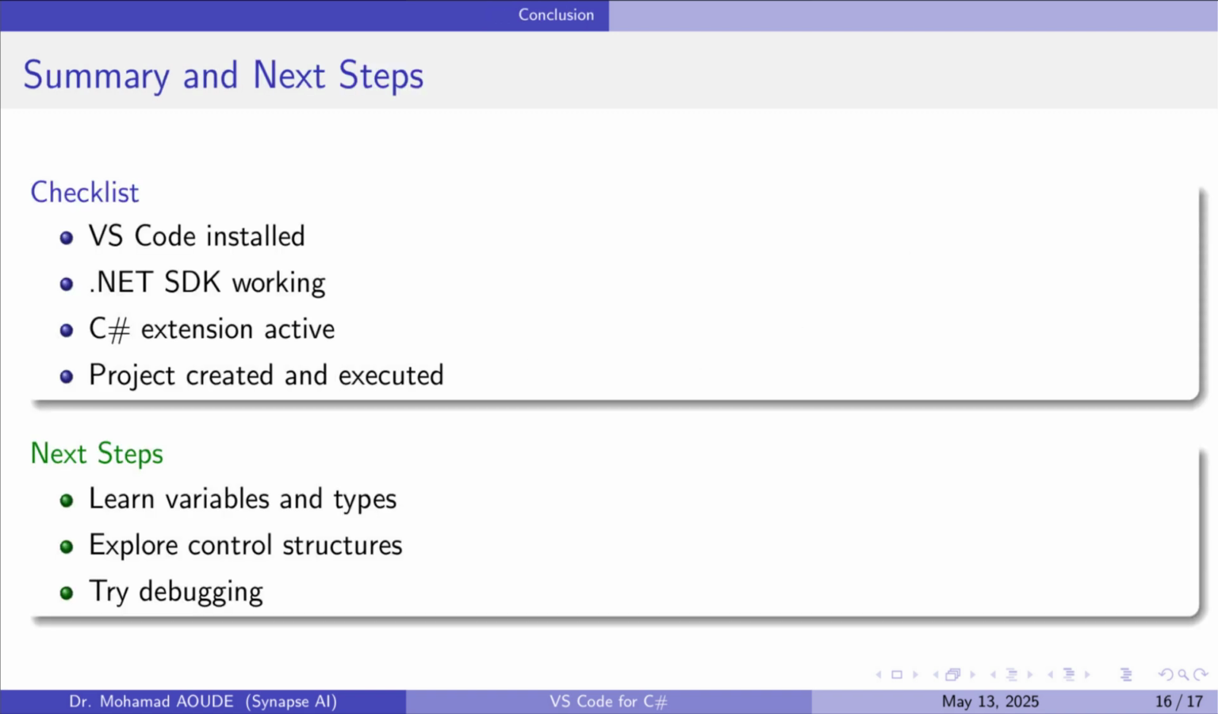To summarize this foundational lecture, you should now have VS Code installed and verified, the .NET SDK installed and verified, the C# extension active in VS Code, and you should have created and successfully executed your very first Hello World console project. This setup is your gateway to learning C#. The next steps in programming will be to start exploring the core concepts of C#, learning about variables and data types to store information, understanding control structures like loops and conditions to make your programs do different things, and practicing debugging to find and fix issues. We'll cover these topics in upcoming lectures.